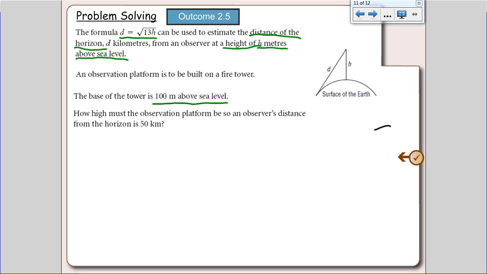My suggestion is once you've underlined all your information, you're going to use it as a checklist to make sure that you've done everything in the question correctly and you don't fall for a trick answer. So the first thing you have, d is equal to the square root of 13h. Good, we've used that.